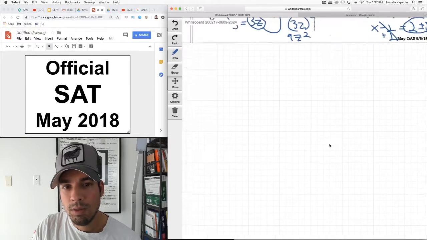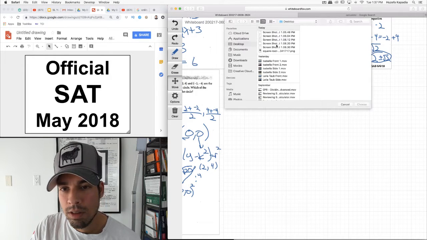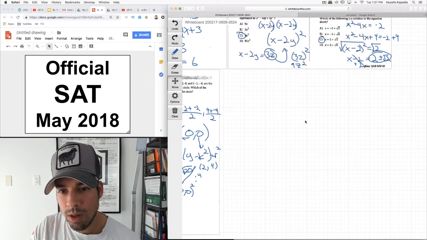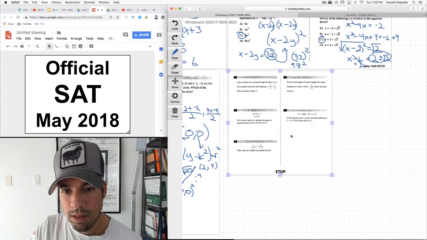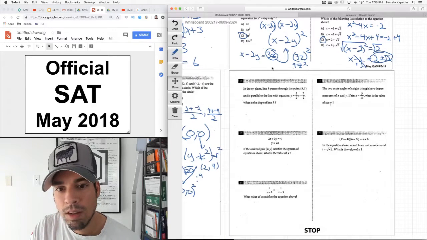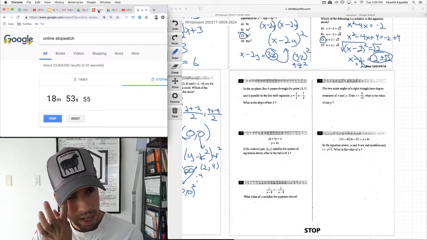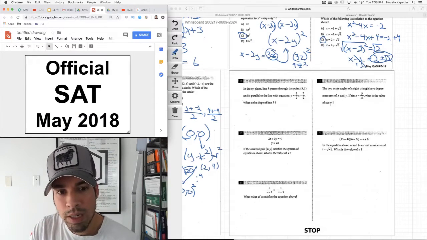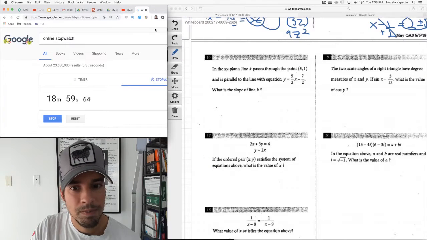Okay, and I think we are now on the last page, which is the grid-in section. I think I'm not doing well for time. Let's see. Okay. Let's take a look. It's bad. Okay, so I only have 6 minutes left, so let's blaze through these. I'm going to leave that timer up now.